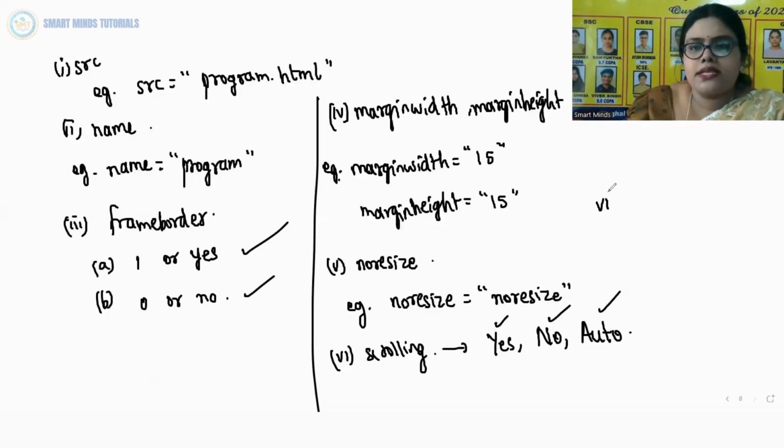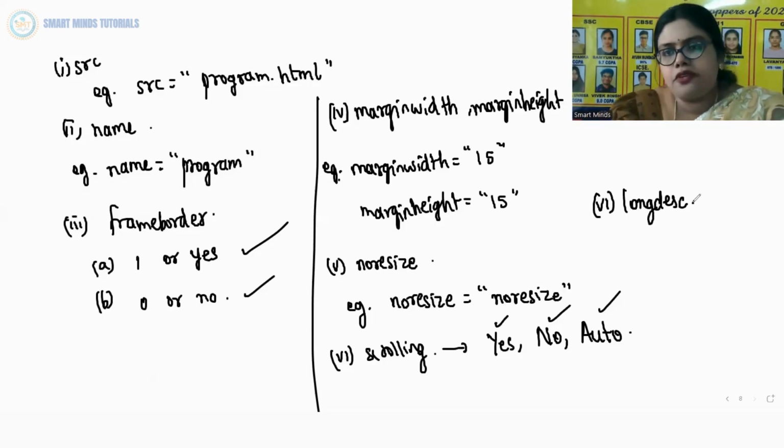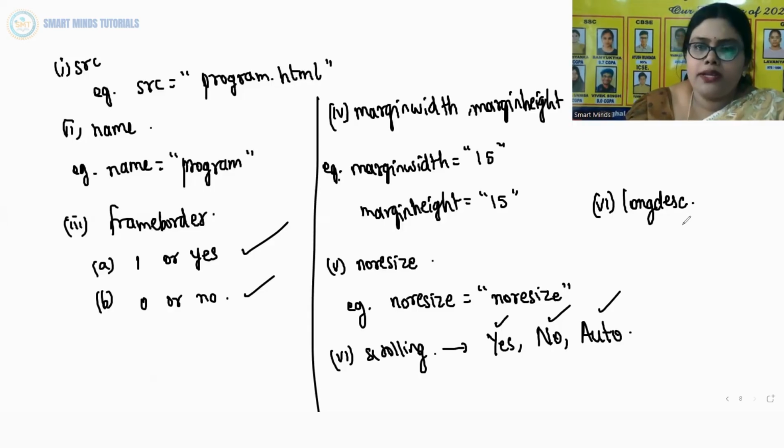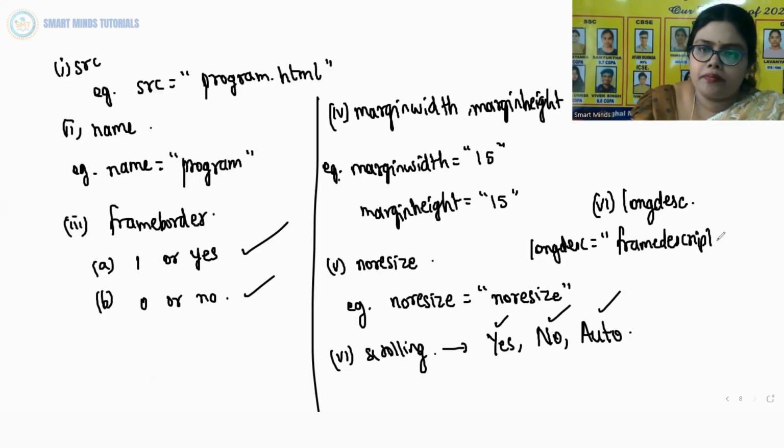Then number 7 is longdesc. Longdesc attribute displays the pages that contain long content description. So its value must be a URL that points to the description. For example, longdesc equals frame description dot html.